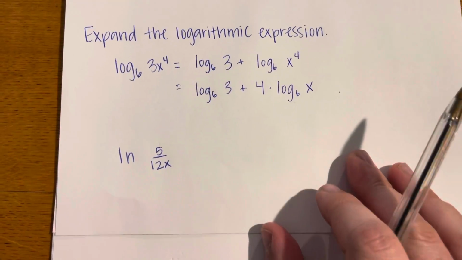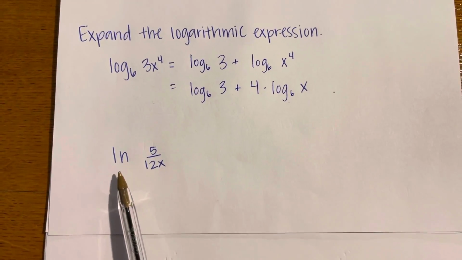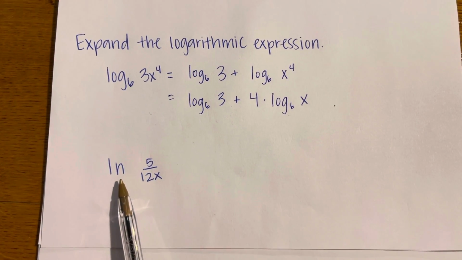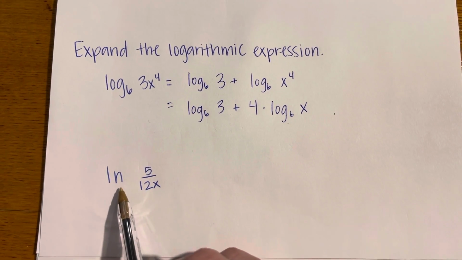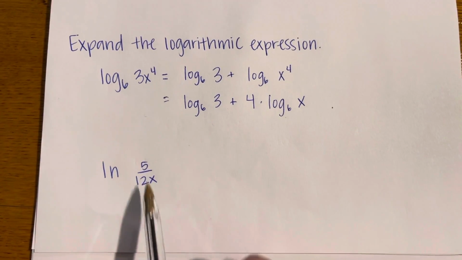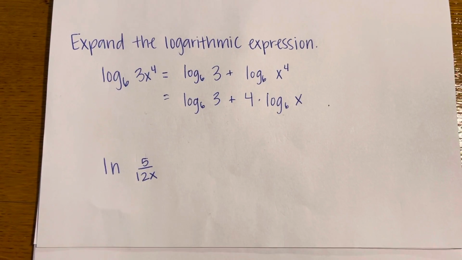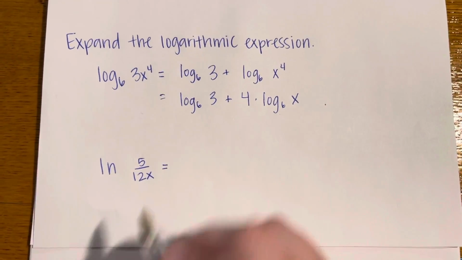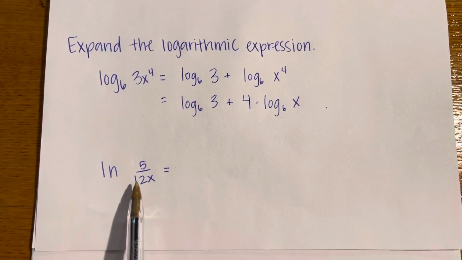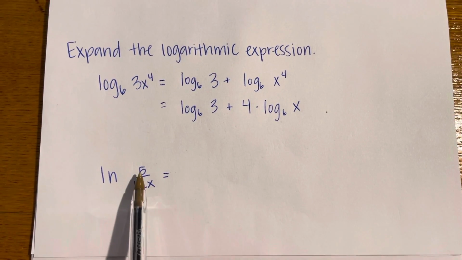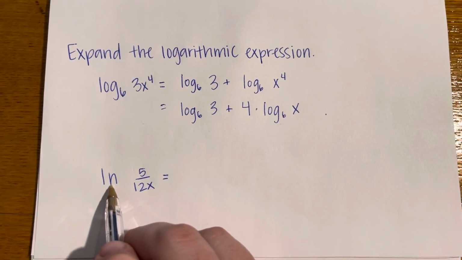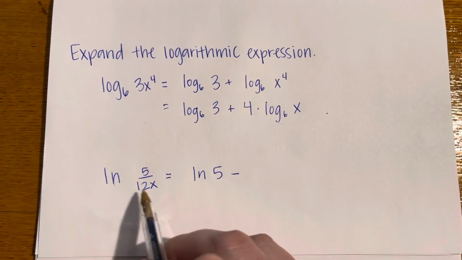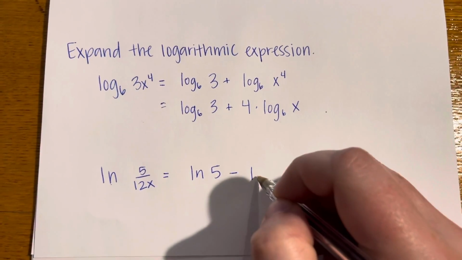Okay, we're going to do the same thing for this one. ln is just the natural log, so log to the base of e. This is 5 over 12x. This is the quotient property that we're going to be using first. Quotient property allows us to separate them by subtraction. So this would be ln of 5 minus ln of 12x.